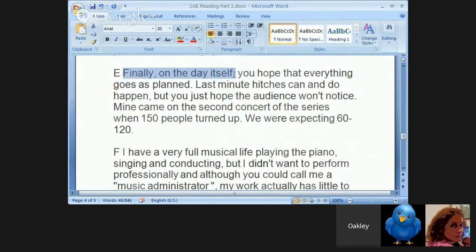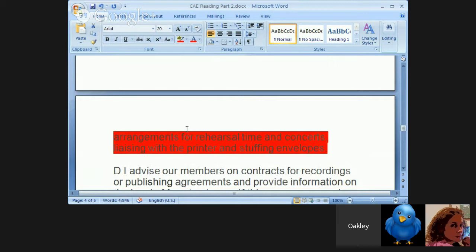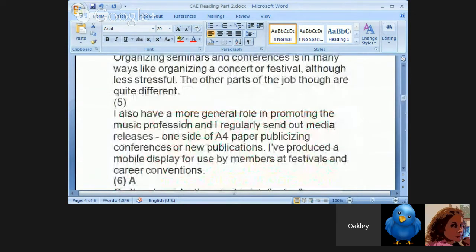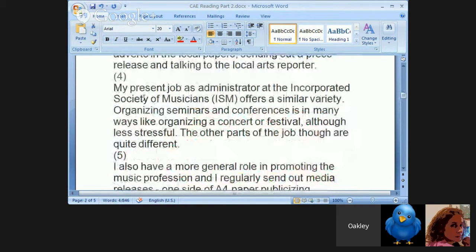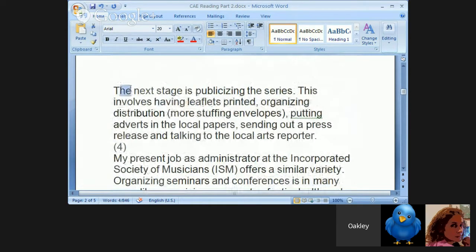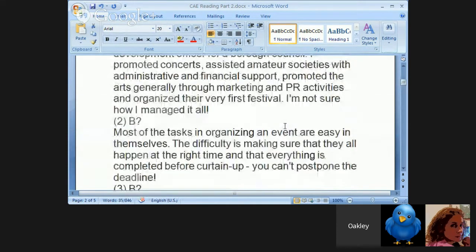Finally, on the day itself, you hope that everything goes as planned. You hope the audience won't notice. Mine came on the second concert of the series when 150 people turned up. We were expecting 60. Okay, obvious signal phrase here: finally, on the day itself. Yes, it has to be 5, I suppose. Is that after he's talking about the? No. It's 4. Okay, because this is where he's talking about putting on a concert, right?